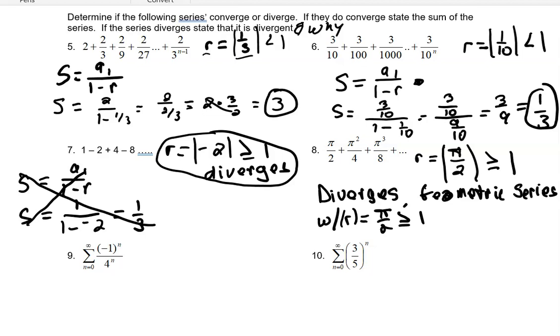All right, we state that it's a geometric series. The absolute value of our ratio is pi over 2, and that is greater than or equal to 1. That's our proof, evidence, statement that would show that this series diverges. Okay?